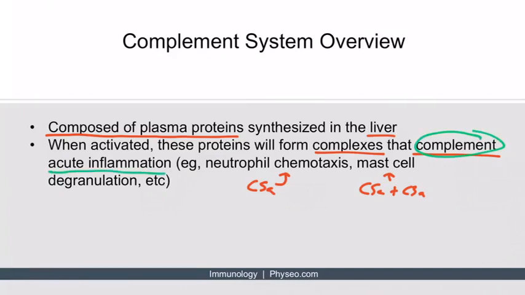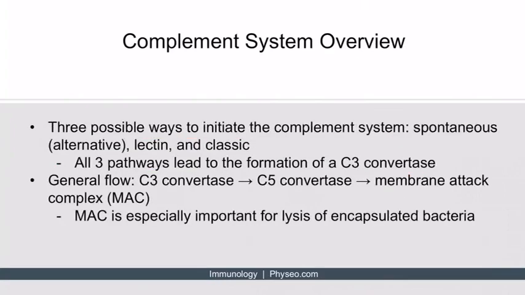inflammation. Now, what you need to know about the complement system largely revolves around the parts of the system that intersect with pathology. In other words, if one part of the complement system goes wrong or is deficient, how will that impact a patient clinically? Now, there are three possible ways to initiate the complement system. One is the spontaneous pathway, also called the alternative pathway. There's also the lectin pathway and the classic pathway.